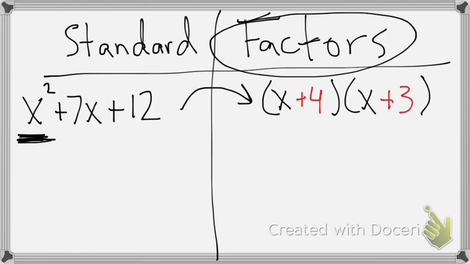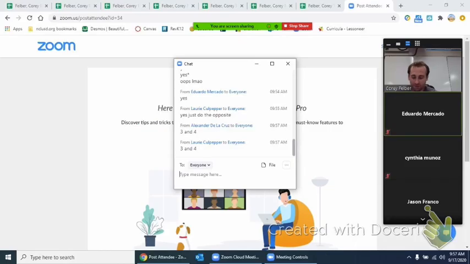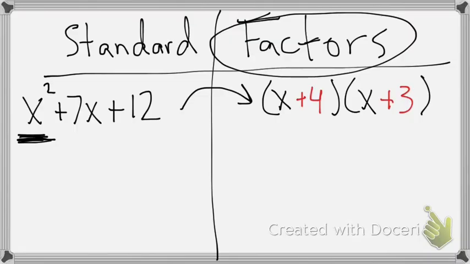But what I'm trying to figure out now is why did those numbers work? What is special about 4 and 3? And how do the 4 and 3 relate to this equation? How do the 4 and 3 relate to the middle number?